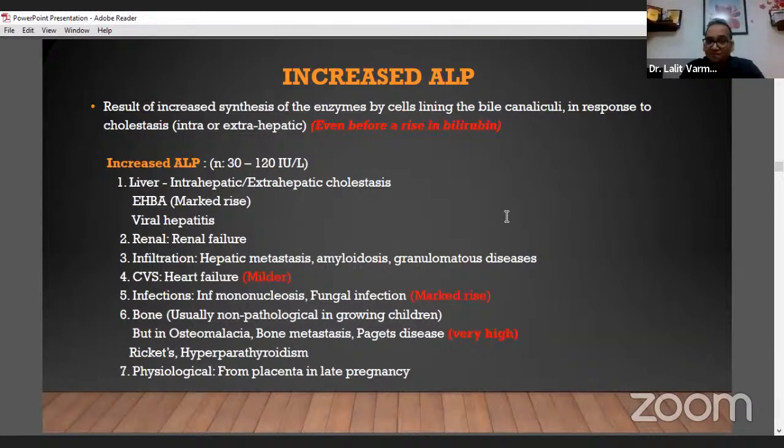When we talk about liver, think about a marked rise in EHBA, which is your extrahepatic biliary atresia. Viral hepatitis. When we talk about renal conditions, it's renal failure. In CVS, heart failure, it is mildly elevated. Infections like mononucleosis and fungal infection can cause a marked rise. Bones, you see higher values in bone metastasis, Paget disease, osteomalacia, rickets, and hyperparathyroidism. And then, of course, we know about placenta. From placenta into the late pregnancy, it is a physiological increase in your ALP. So when you talk about liver, it is mostly obstructive and sometimes viral. Obstructive, when you're talking about an infant, it is biliary atresia.